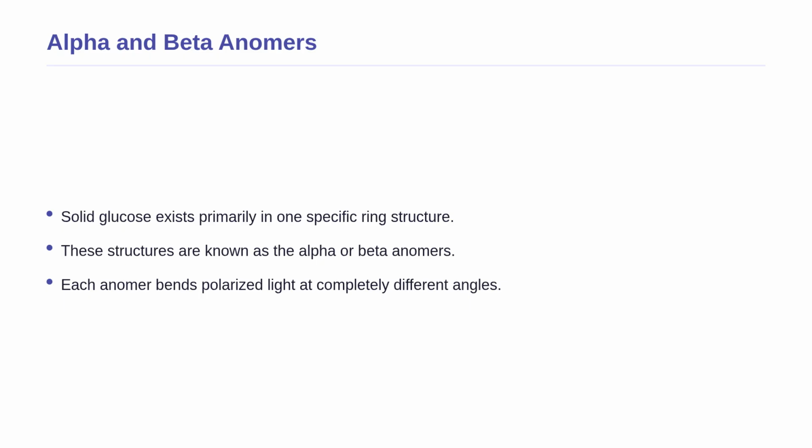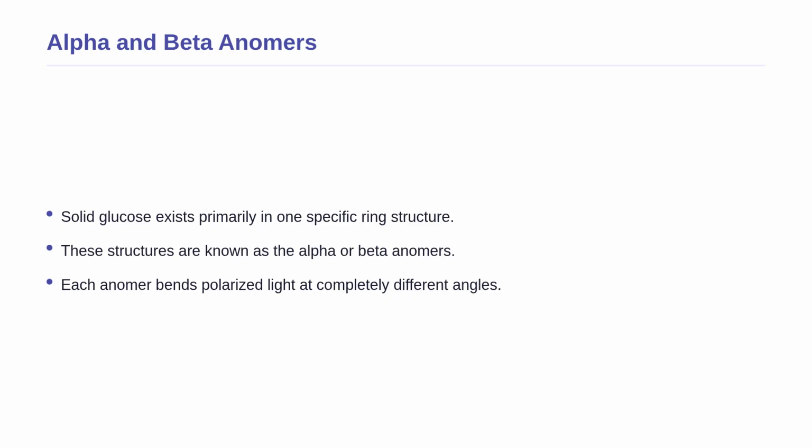This brings us to the actual chemical structures involved in this process. In its solid state, sugar exists primarily in one specific, locked ring structure. For glucose, this ring can take one of two forms, which we call the alpha anomer or the beta anomer. You can think of them as the two locked positions of our folding chair.